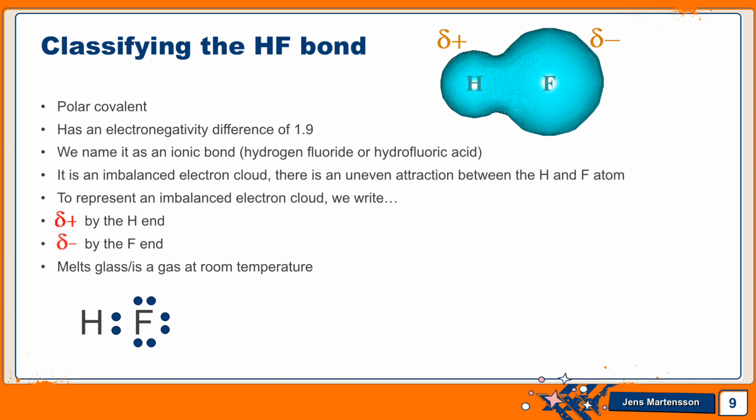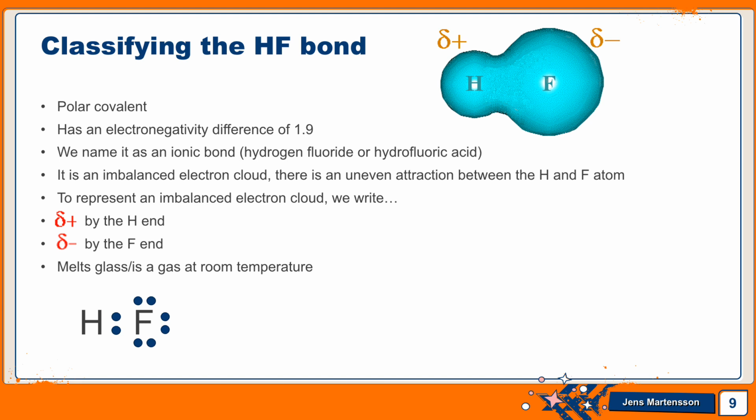So now we're going to dive further into the classification of the hydrogen fluoride bond. It is described as polar covalent because of the difference in electronegativity and the fact that hydrogen and fluorine are both nonmetals. So hydrogen's electronegativity is 2.1 and fluorine's is 4.0. When you subtract these from each other, you get 1.9. Now, this is in the gray area of the electronegativity classification, and as mentioned before, if it only involves nonmetals, it is considered polar covalent. So, hydrogen fluoride has an imbalanced electron cloud because there's an uneven attraction between the hydrogen and the fluorine atom.